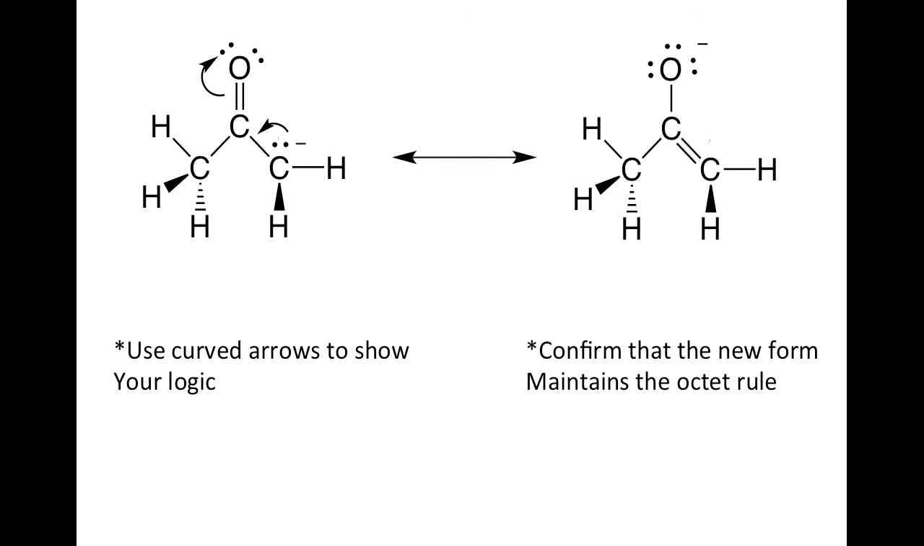In any event, you can look at the structure on the right and confirm that the new form maintains the octet rule, and that's a great way to check your work and make sure that your new resonance form is a valid structure. So I hope this video was helpful. Please let me know below if I could make any other videos on topics that you would like to see. And I commend you for taking the time to really understand resonance forms and curved arrows. If you can really do this stuff, then you'll be in great shape for most of organic chemistry.